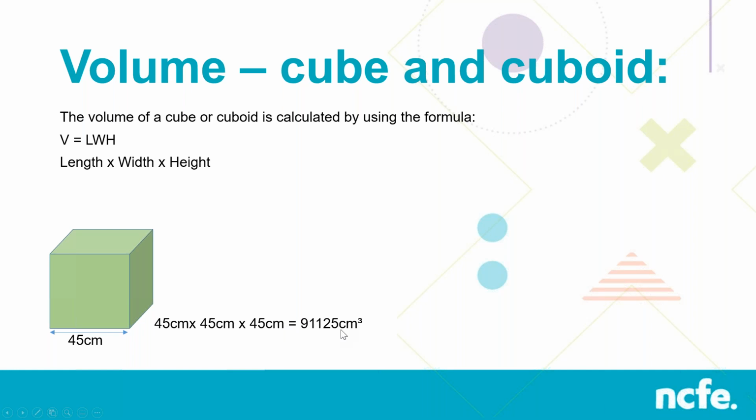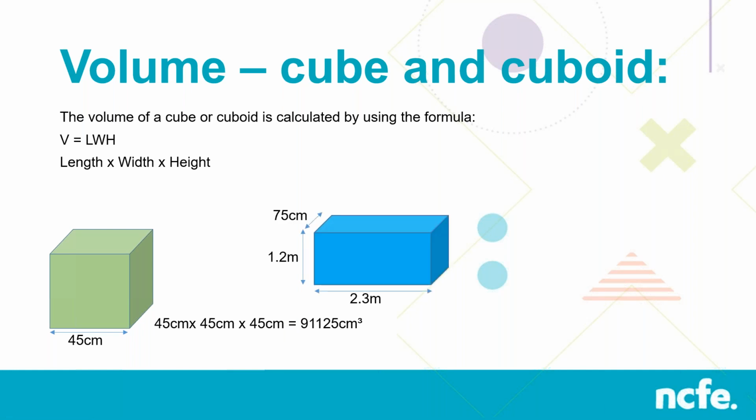which gives an answer of 91,125 centimetre cubed. In this next example, we have a cuboid with sides measuring 2.3 metres, 1.2 metres, and 75 centimetres. Now, as we've said, the first step is to convert the 75 centimetres into metres by dividing by 100. That will give you 0.75 metres. And then we simply multiply the three numbers together. 2.3 times 0.75 times 1.2 equals 2.07 metre cubed. It doesn't matter which order you multiply the numbers, as the answer will be the same.